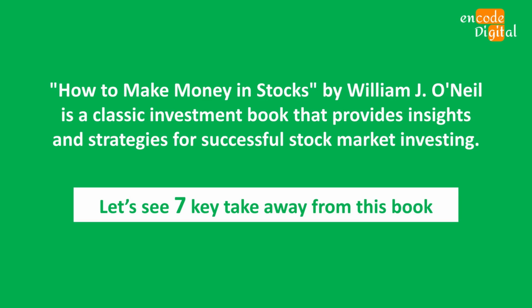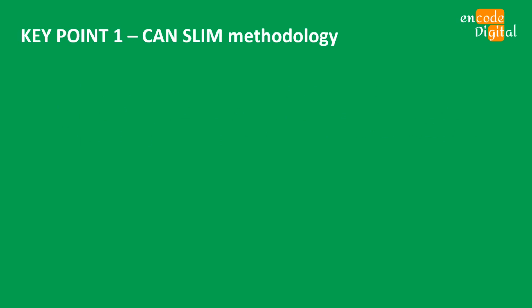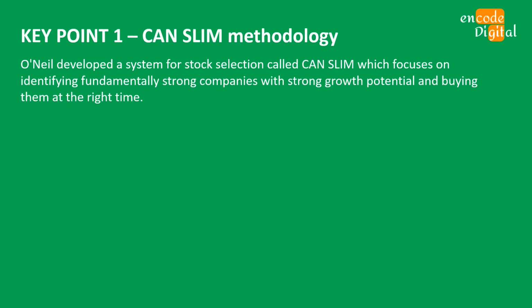So, let's start. The first and the main point from the book is CAN-SLIM methodology. O'Neill developed CAN-SLIM methodology, which focuses on identifying fundamentally strong companies. It is based on the analysis of both fundamental and technical factors to identify leading growth stocks with the potential for significant price appreciation. Let's deep dive into CAN-SLIM methodology.